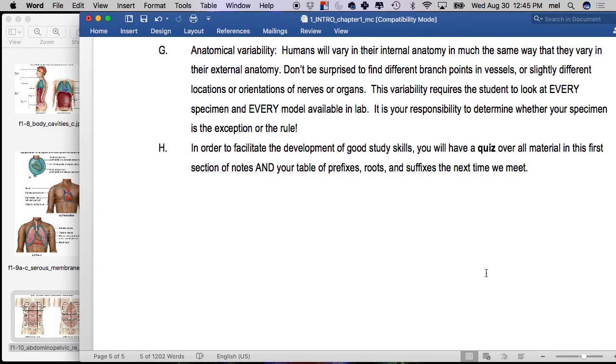Sometimes it has different branch points, sometimes it's slightly deeper, sometimes it's slightly more superficial. So you need to look in the lab at everything that is there. Do you only look at the models that they put on your table? No. You are responsible. You take ownership of your lab time. If they've got a different model on a different table, you go look at that one, right?